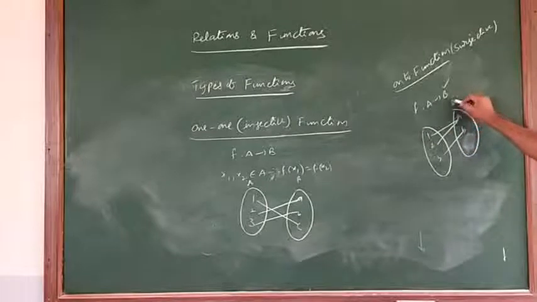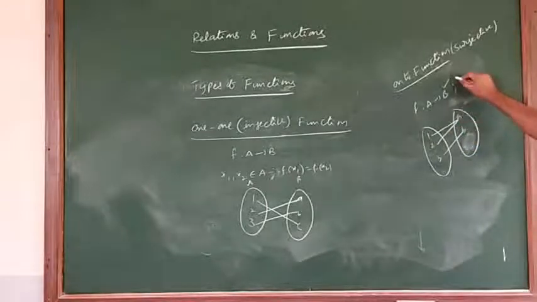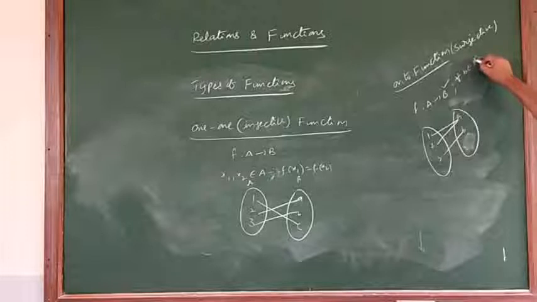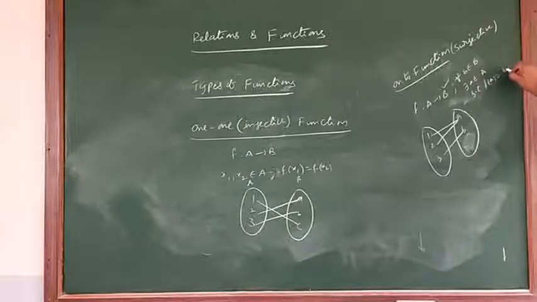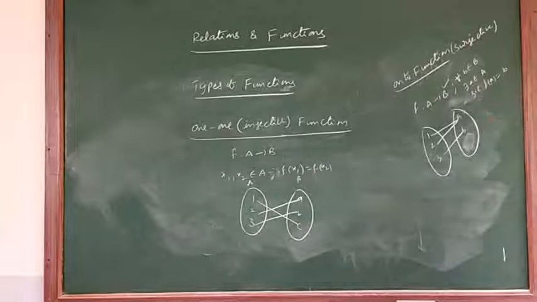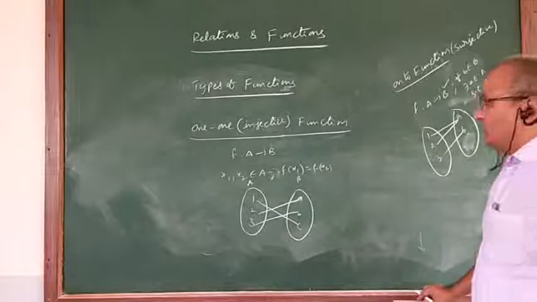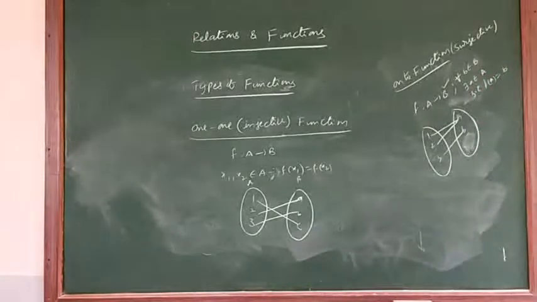In mathematical notation, for all b belongs to B, there exists a belongs to A such that f of a is equal to b, then f is said to be an onto function. One more thing we can say for an onto function: the codomain will coincide with the range. In another way, if the range coincides with the codomain, then the function is said to be an onto function.